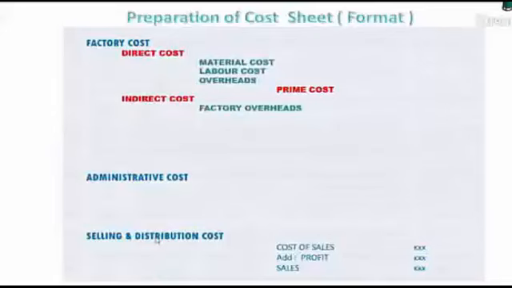So let us say in a factory, whatever expenses are incurred, we are distributing in two parts. Direct factory cost, another is indirect factory cost. Now let us talk about direct factory cost only. A direct factory cost is further classified as material cost, labor cost, and overheads.